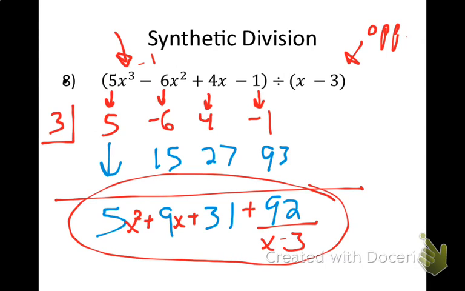There would be your final answer right there. 5x squared plus 9x plus 31 plus 92 over x minus 3. Did you get that, Troy? Yeah. Nice job, man. Again, synthetic division can work if you have a linear term here. You can divide.